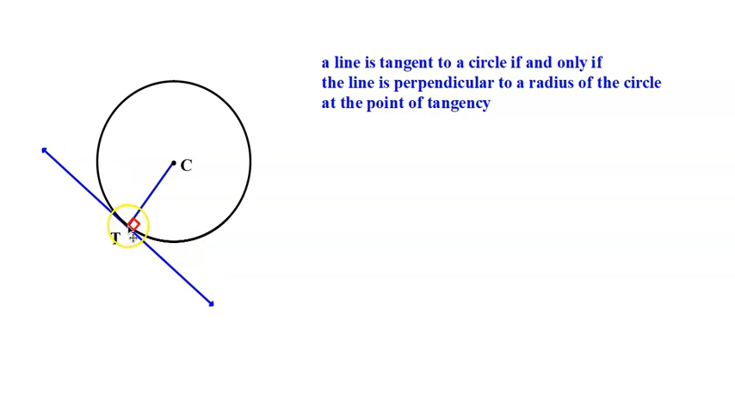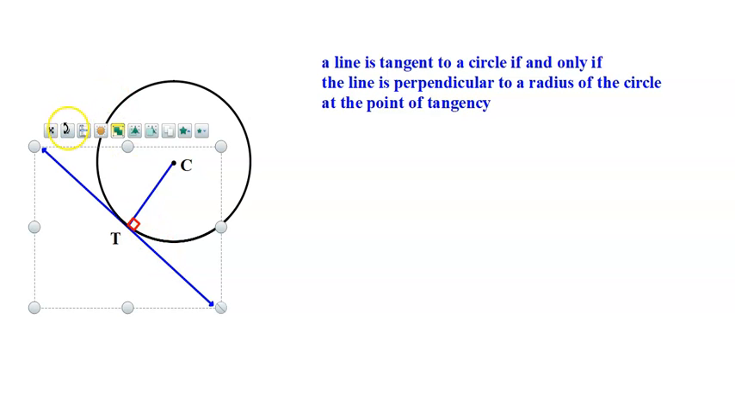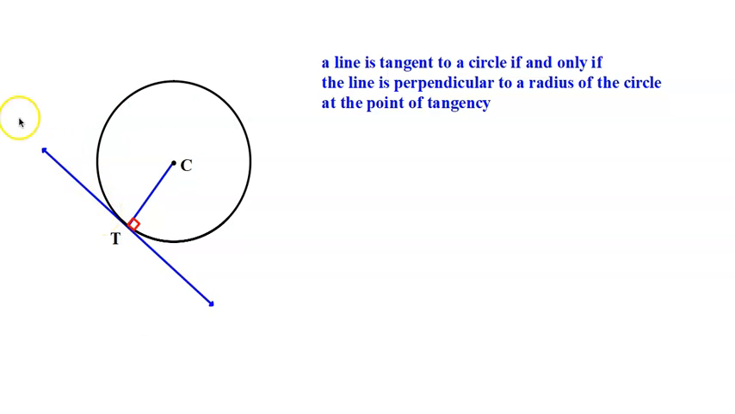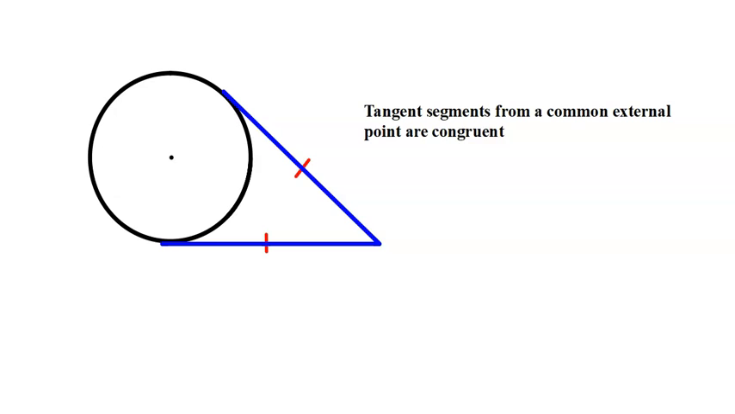It has to intersect the radius at that point of tangency right there on the circle. Also it has to be a right angle. If it's not a right angle, if we turn it, we see, again, it becomes a secant. It's intersecting at two places, not just one. So tangent lines are perpendicular to the radius. And the next thing we're going to talk about: tangent segments from a common external point are congruent. Since these two segments are tangent to the circle and they have a common endpoint right here, they're congruent to each other. That's what that says.